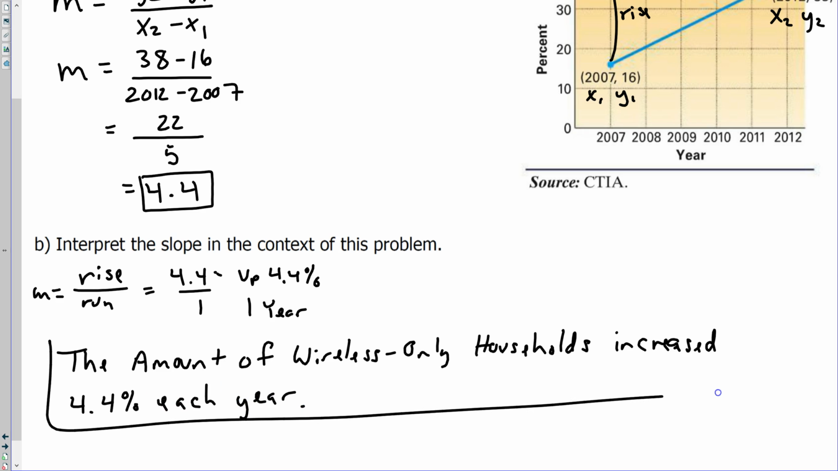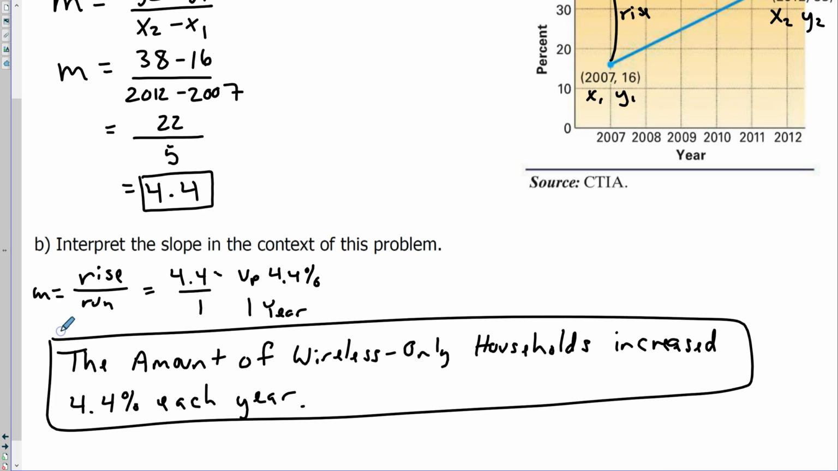So there's a couple keywords that we want to make sure that we've included here. So one is our comparison, right? The rise versus the run, right? It was 4.4% for each 1 year. The other keyword was the increased piece, that our slope was positive, so that's an increased behavior. If you had a negative slope, that's a decreased behavior. So we do want to have that keyword, the increased or the decreased.